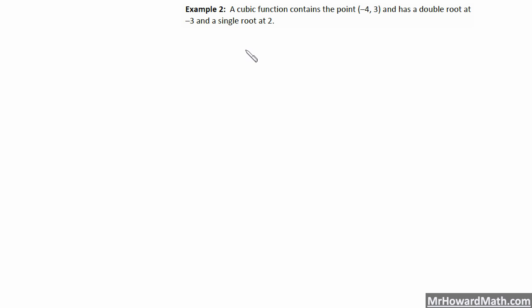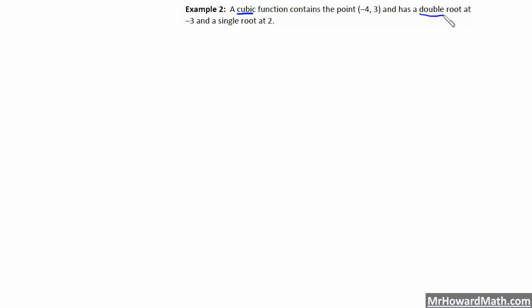All right, here on example 2, we are given that a cubic function contains the point -4, 3 and has a double root at -3 and a single root at 2. All right, so we know it's cubic, so we know the end behavior, what that's going to look like. We're not given a graph here, so we're actually going to have to write the equation and make a rough sketch of the graph. Okay, so let's get started here.